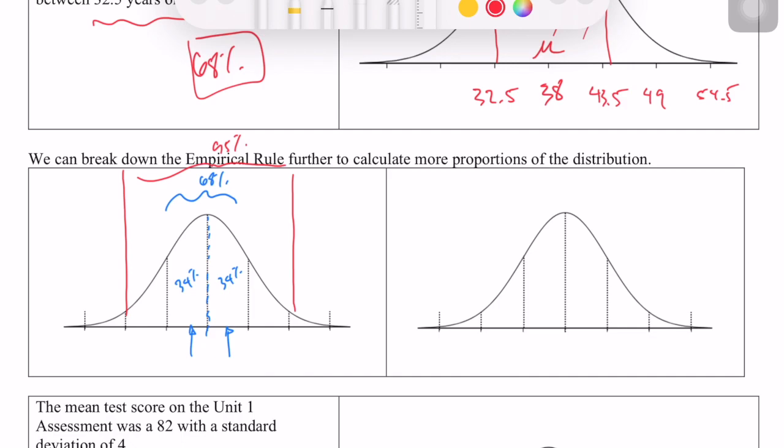Right? But I've already used 68%, haven't I? So if I just want to know what these slices are, I'm going to need to do some subtraction. And that's easy. 95 minus 68 gives me 27. And I have not 1 piece, but 2 pieces. So I have to divide that by 2. Which is kind of cheating, I guess. So anyway, divide that by 2, that's what, 13.5%?